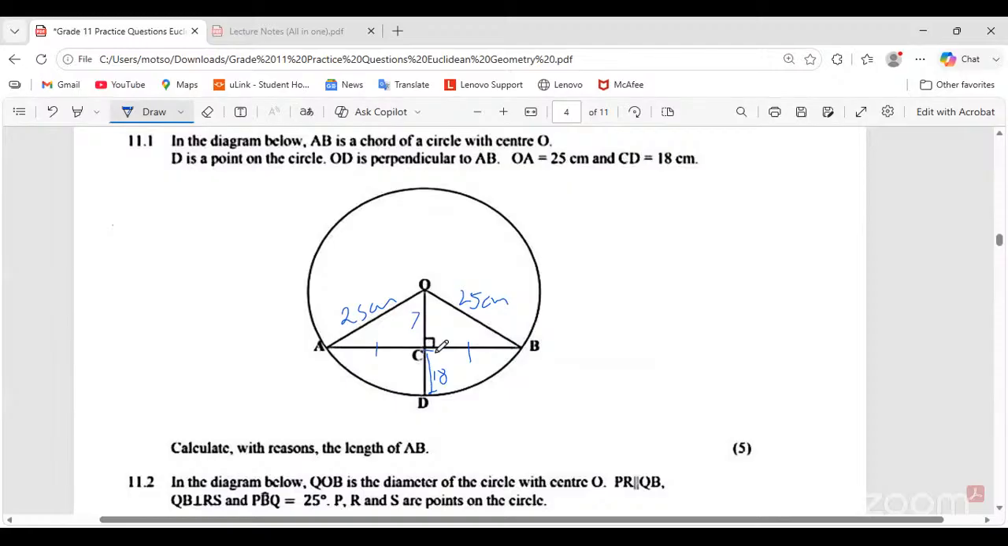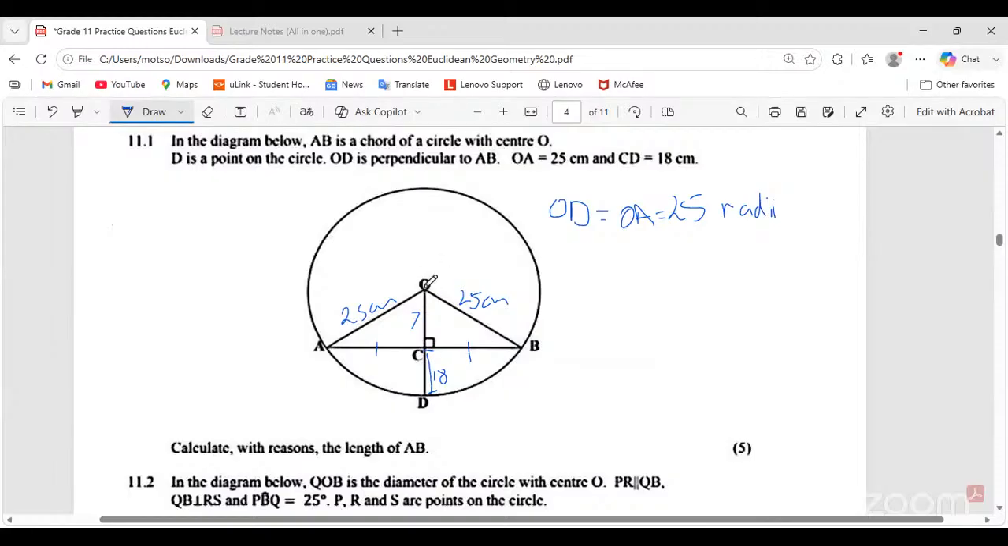Now, let's go to the question and see what it is requiring us to do. It requires us to calculate, with reasons, the length of AB, right? Oh, this is beautiful. Now, what are we going to do? You will say OD is equal to OA. They are both equal to 25. What is the reason? This is a radius. This is also a radius. They are both equal because they are both radii. Radii is the plural of radius. Now, this is 25.